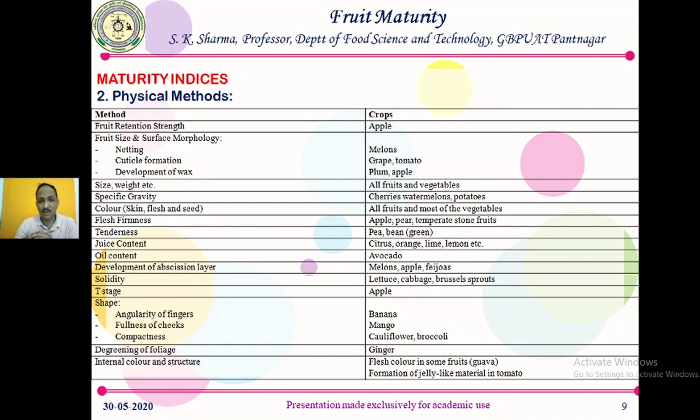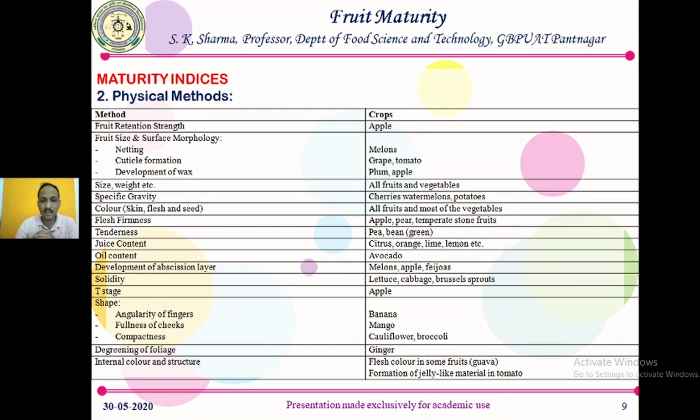Similarly, the skin color is also there. In many of the commodities which change color at maturity, say for example apple, say for example tomato, there are so many examples. So it's very easy to predict that now we should pluck the fruits, we should harvest the fruits.